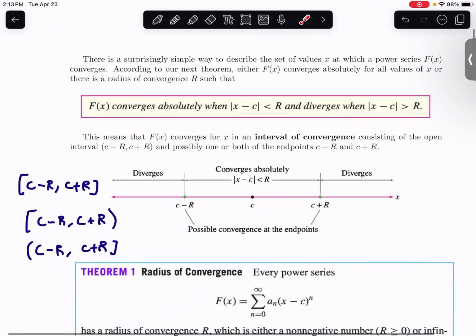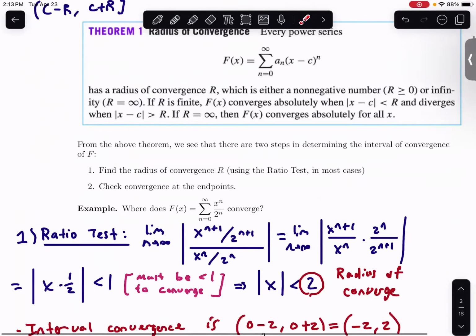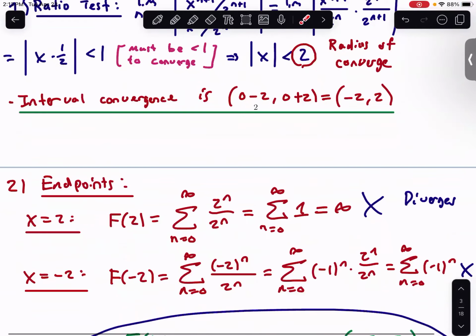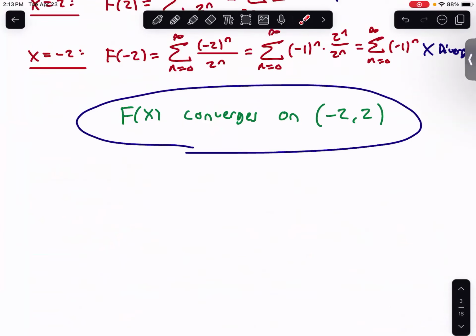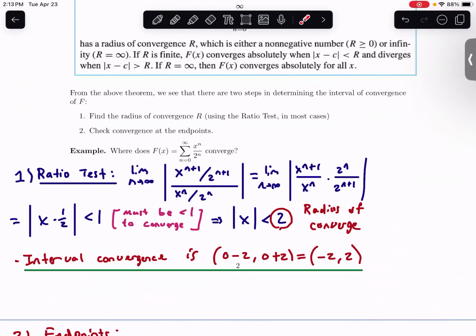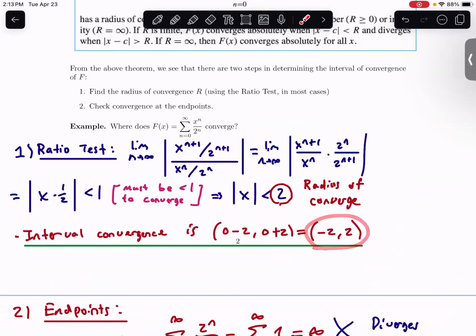So we went through 2 examples yesterday, I think. This one, you just use the ratio test. We found that the absolute value of x had to be less than 2. So the interval of convergence is going to be minus 2, 2. You can also write it or think about it in the following way. This is really x minus 0. So the center is 0. So you do 0 minus 2, the center minus the radius, and then the center plus the radius, which is where this minus 2, 2 came from.